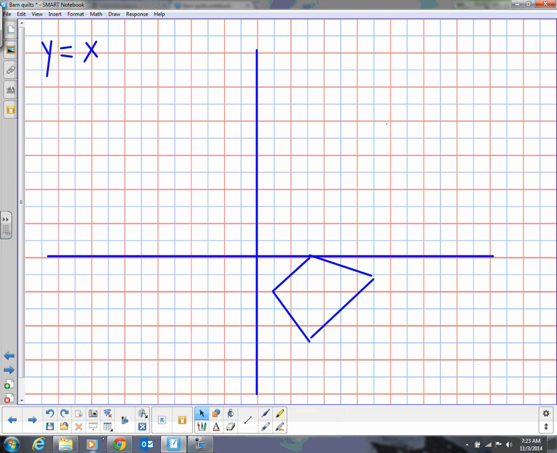Okay, how do we do a glide reflection? I mean a translation that says (x, y plus 5). What does that mean? Remember, it could have been written (0, 5). What does that mean?